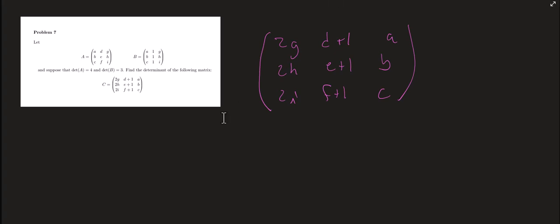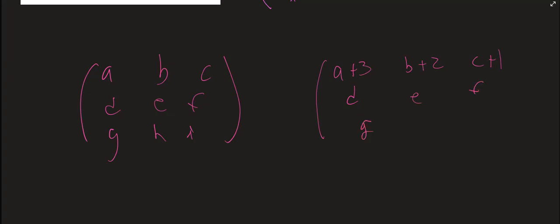Okay, so here's what you need to know for this one. If I have a matrix A, B, C, D, E, F, G, H, I, and I add something to the top row, so A plus 3, B plus 2, C plus 1. So it wasn't the same thing, and it wasn't another row, it's just a number.